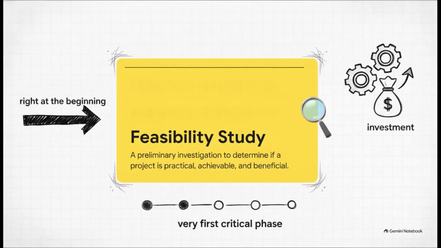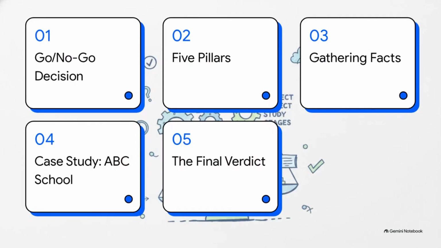Okay, so what is a feasibility study? Basically, it's a preliminary investigation. It happens right at the beginning, literally the very first critical phase of any system's development lifecycle. We use it to figure out if a proposed project or system is actually practical, achievable, and ultimately beneficial to an organization. It is the step that formally justifies the investment before anyone gets way too emotionally or financially attached to a doomed idea. Here's our roadmap for this explainer.